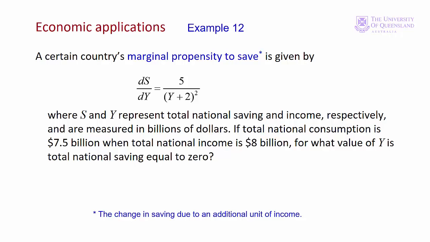We finish up this module with an example that combines integration with problem solving. A country's marginal propensity to consume is given by this function, 5 over y plus 2 squared. Remember that the marginal propensity to save is the proportion of each additional unit of income that's saved. It's also the first root of the saving function. Our problem is to find the value of y when saving is equal to 0. We're given some extra information to help us do that. When national income, y, is equal to 8 billion, consumption is 7.5 billion. Let's see how we solve this problem.